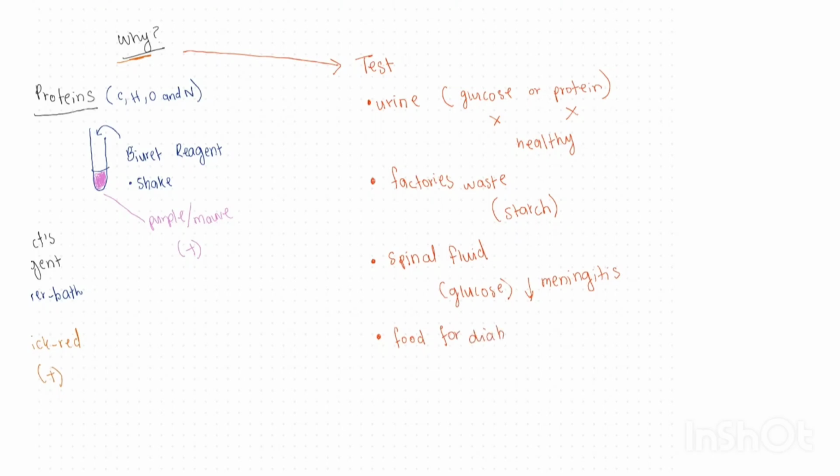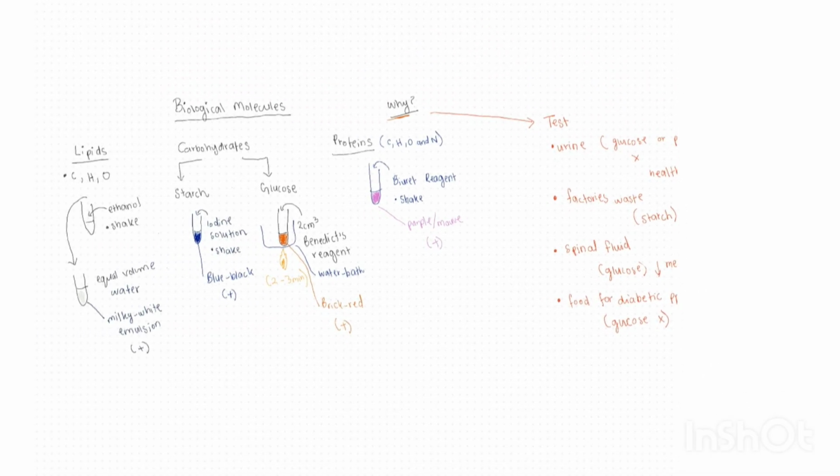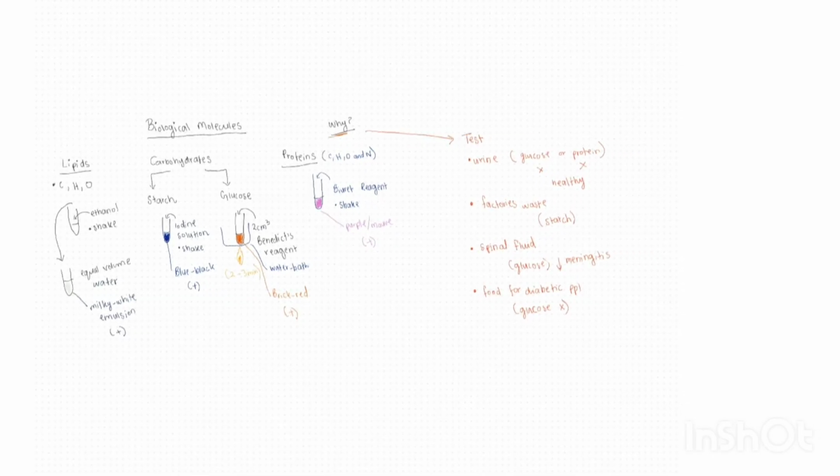And lastly, and I feel like this is a very common example, is when you want to test food for diabetic people. You want to know if food has glucose or not, because glucose is not good for diabetic people. So you test the food for glucose by performing these tests. And that's the practical example of this whole topic right here.